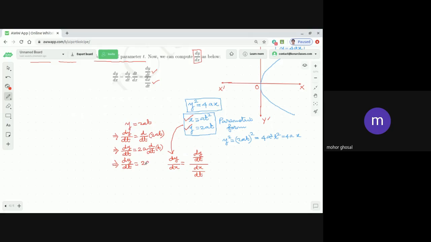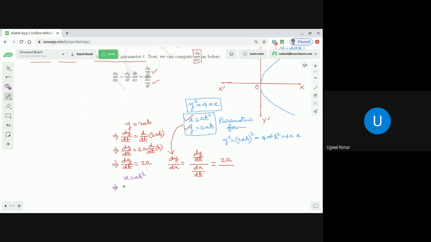It is 1. So dy/dt, we found the value as 2a. Now similarly we need to find the value of dx/dt. What is x? Let me use a different color. x is equal to at square. Correct or not?